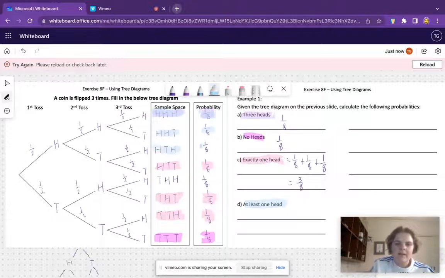2 heads, we've got 1 head here, 2 heads here. We've got 1 head here. And we've got 1 head here. So we've got 1, 2, 3, 4, 5, 6, 7 out of our possible 8 outcomes. Or we've got 1/8 plus 1/8 plus 1/8 plus 1/8.